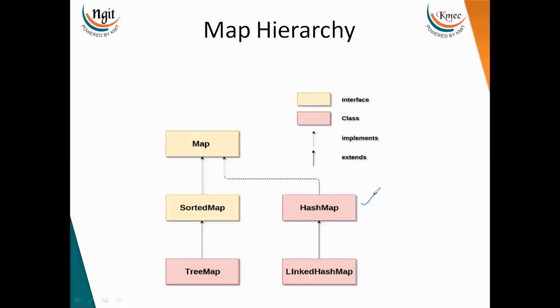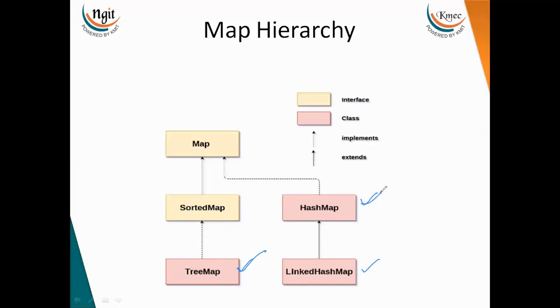That is HashMap. When it comes to LinkedHashMap, it maintains the insertion order, right? And when it comes to TreeMap, as we know, it implements the SortedMap. Sorted means we are arranging the elements in a particular manner. That means it maintains the order. So which order does it maintain? It maintains the ascending order.